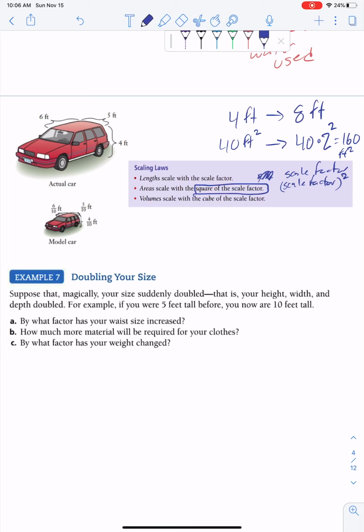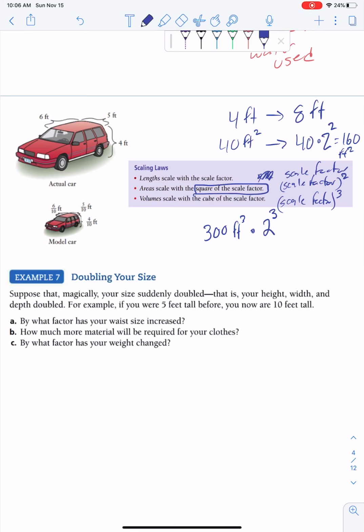And if I want to find my new volume, if my object is doubled, if my scale is doubling, then to find my new volume I take my scale factor and I have to cube it. So let's say that my object, whatever it was, had 300 feet cubed as its volume. If I'm going to double that object, to find my new volume, I double it, but I have to change my 2 to the third power because I'm working in 3 dimensions.